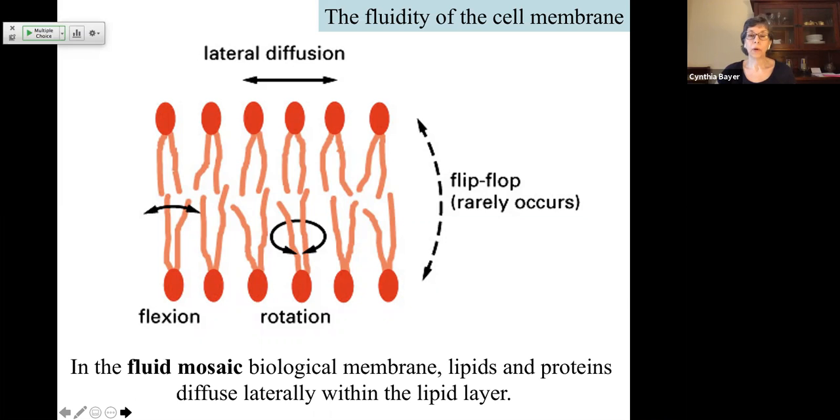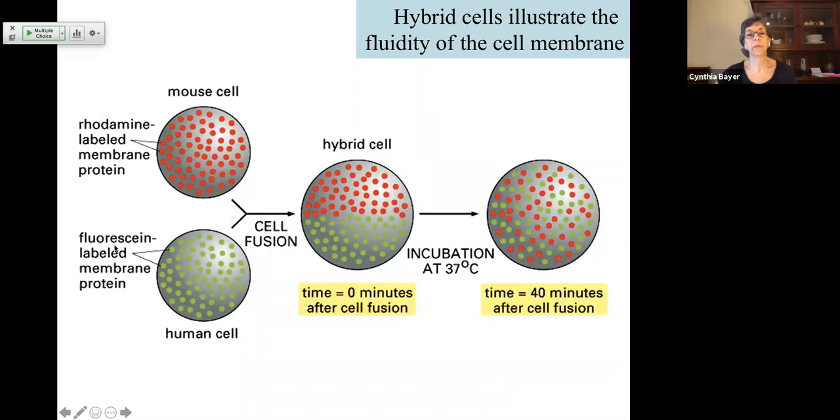Now, we also saw in our first slide, but I forgot to point it out, that we, of course, have proteins within that lipid bilayer. And so our next slide is answering the question, do the proteins move within those lipid bilayers as well? And this type of experiment uses antibodies to label the proteins in different cells.